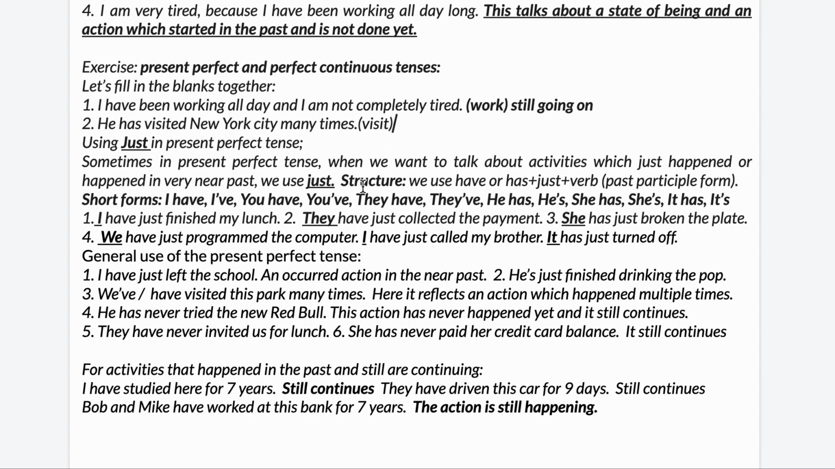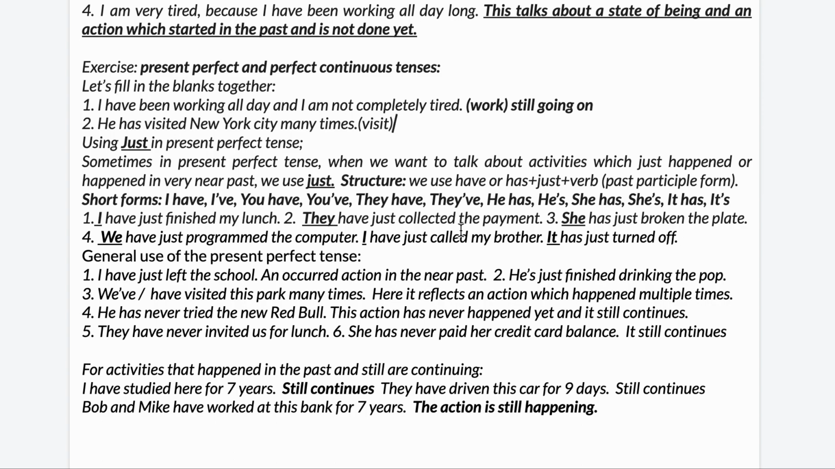So the structure we have here, I'm not going through that. We use have or has plus just, plus the verb in past participle, I mean the third form of the verb. For example, I've just finished my lunch. It means maybe a few seconds ago I just finished my lunch.